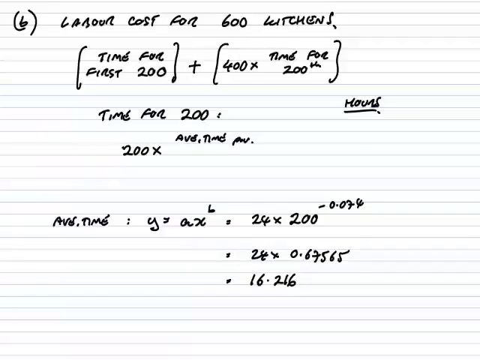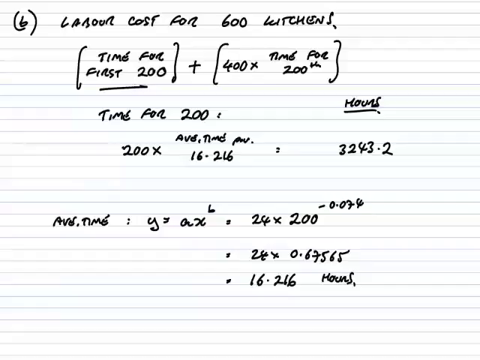Now you may remember in any learning curve question there's a bit of rounding. I'm not worried. You won't lose marks for bits of rounding. But there's the average time. Well, 200 units multiplied by the average time. And it means the total time for the first 200 is 3243.2 hours. So we've got the first bit of what we need.